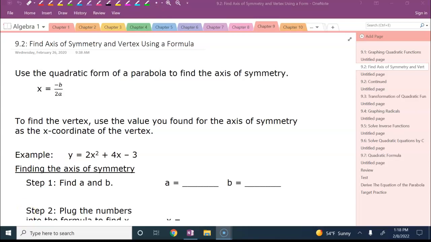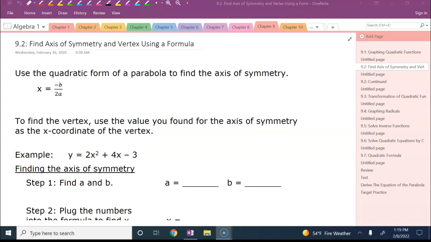For Chapter 9, Section 2, we're going to continue to talk about how to graph these quadratic equations, but we're going to focus on finding two key things for our graph that will make it a little bit easier for us, instead of having to just rely on tables and looking for those values that we were doing in the first section. We're going to talk about something called the axis of symmetry and the vertex today.